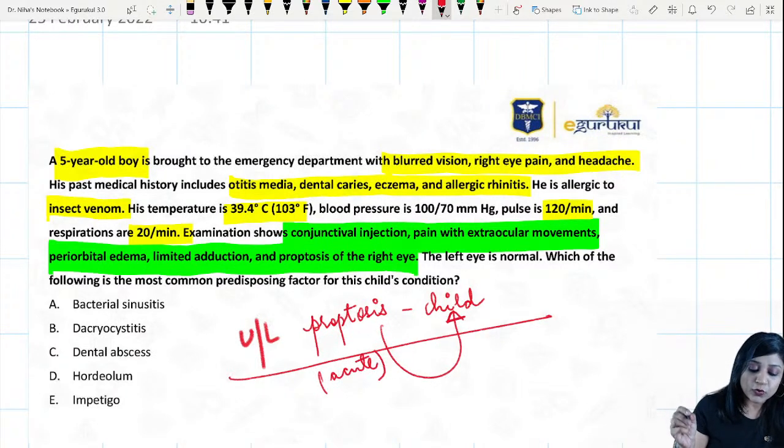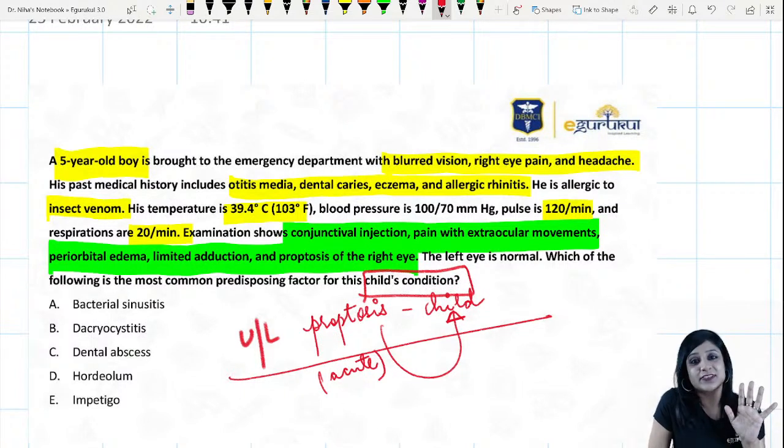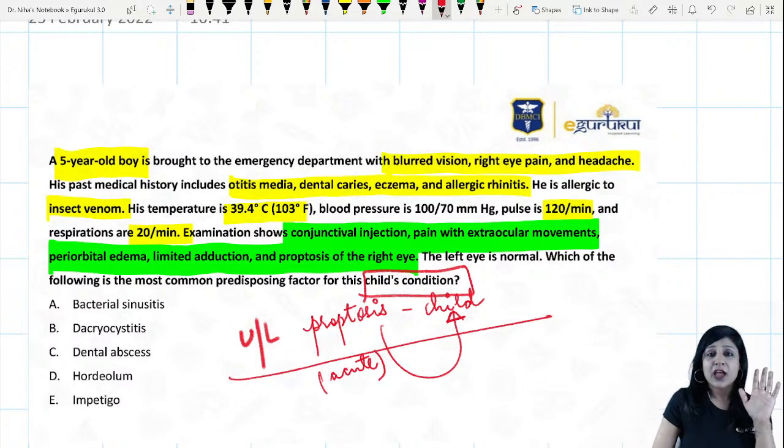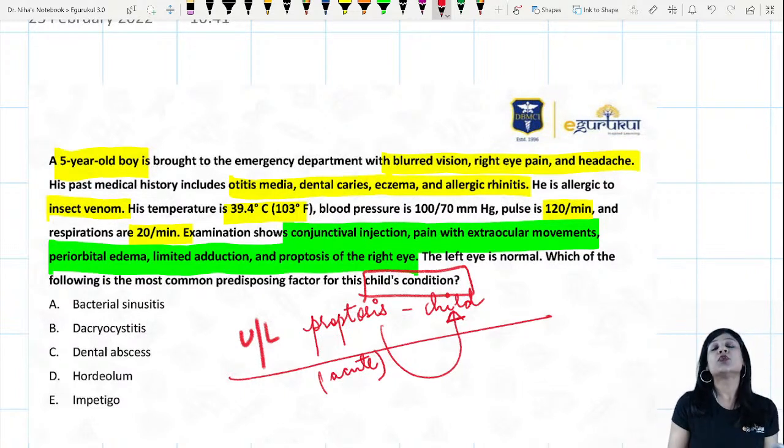Which of the following is the most common predisposing factor for this child's condition? Now the injury to the insult is that they are not asking you the diagnosis, but the commonest predisposing factor for this child's condition. So already you should know the child's condition, only then can you tell the predisposing factor. Before reaching the final diagnosis, can you tell me what is the most common cause of unilateral proptosis in a child? Yes.